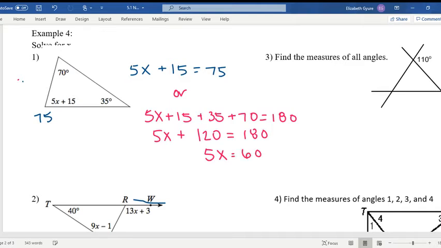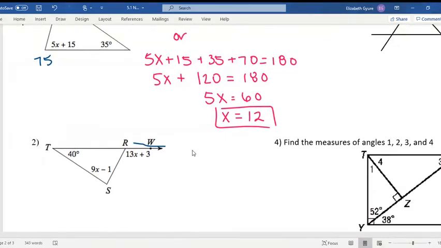I think I added that up correctly. Now I'm second guessing myself. Hold on. 15 plus 35 plus 70. Yes, 120. Okay, good. And then you would divide that to get 12. And you should still get 12 if you did it this way as well. Either way is fine by me. Do what feels comfortable to you. You're going to come back to number 3 in a second and try that one out by yourself. We are going to go down to 2 right now, though.